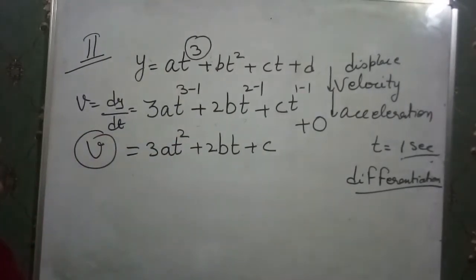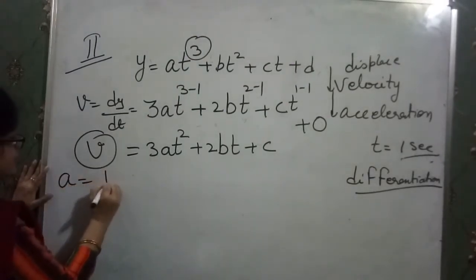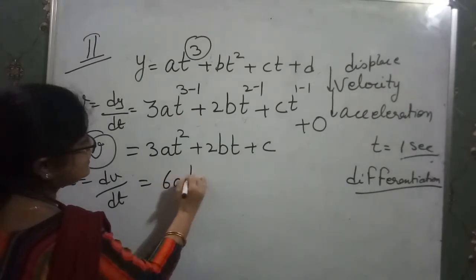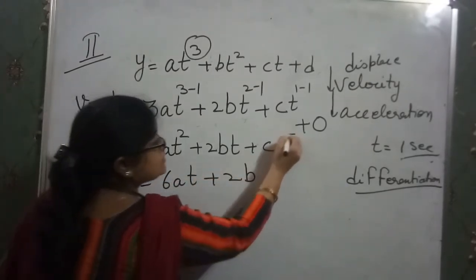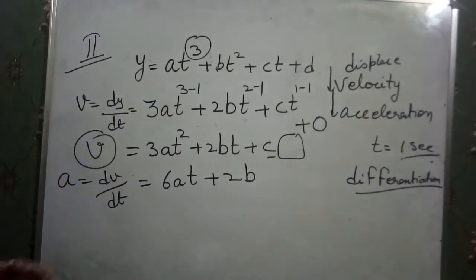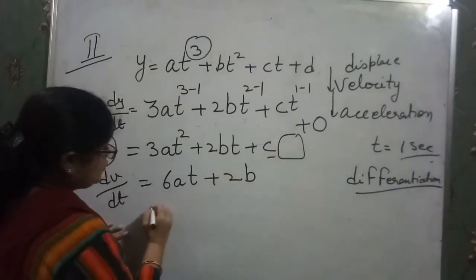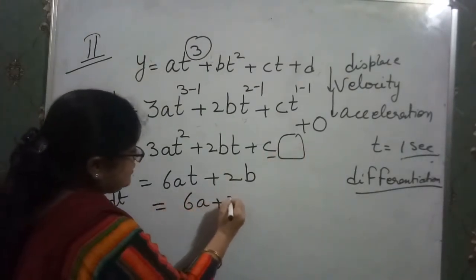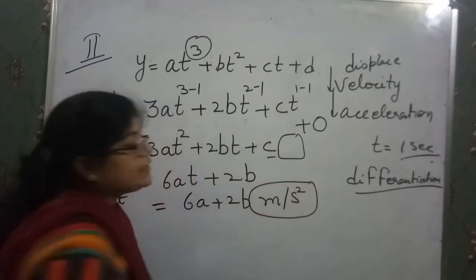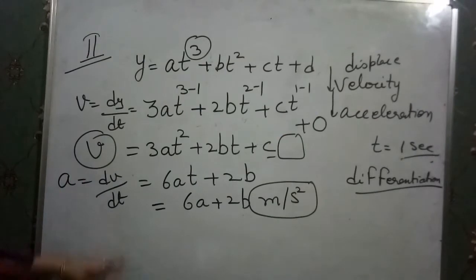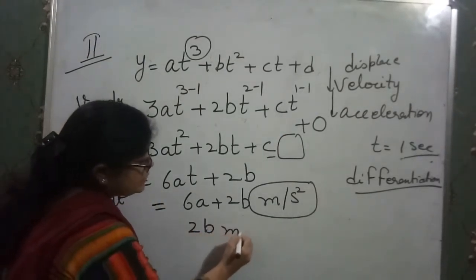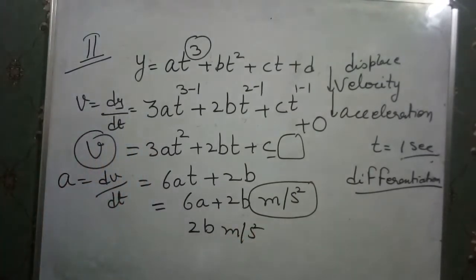Now again for acceleration, we differentiate it, that is dv over dt. So we have 3 2s are 6 at plus 2b. This has no variable of t, so it becomes 0. Clear? Now find the value of acceleration at time t equal to 1 second. So we have 6a plus 2b meter per second square. Don't forget to write the unit. If at time t equal to 0, the acceleration becomes what? 2b meter per second square.